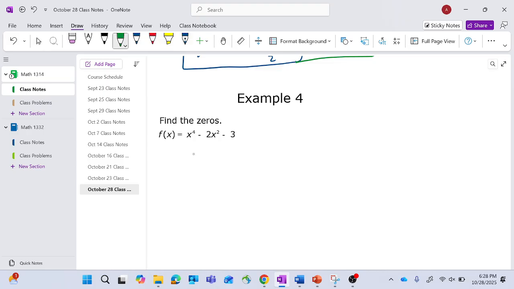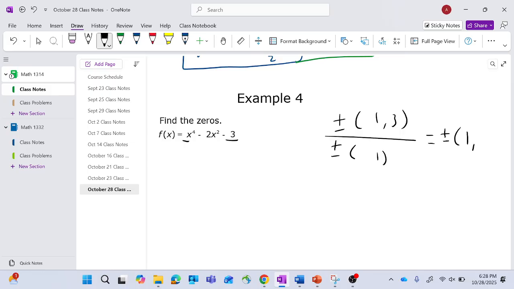So in this one, I want plus or minus factors of the constant, which is 3. So 1 and 3 over plus or minus the leading coefficient of 1. So you have plus or minus 1 over 1, which is 1, and 3 over 1, which is 3. Everyone with me? So these are my possible rational zeros, and that's what I'm going to start with my synthetic division.